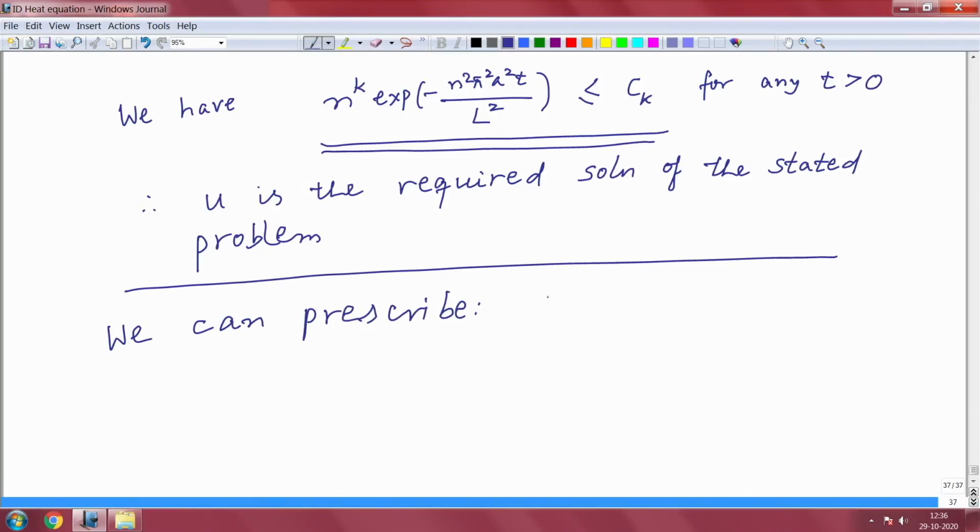The boundary conditions u(0,t) equal to u1 and u(L,t) equal to u2. So u1 and u2 are constants, that means the end points of the rod are maintained at some fixed temperature. So this is not a difficult problem at all.